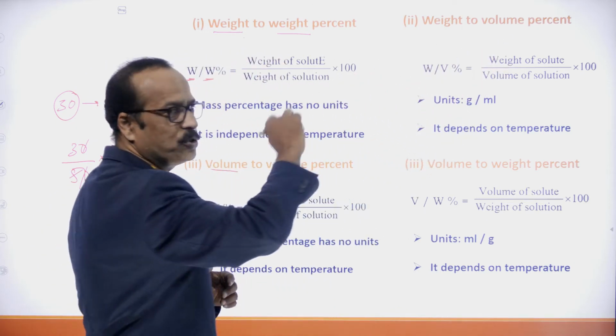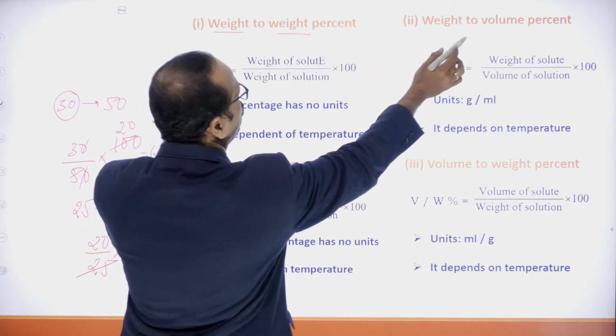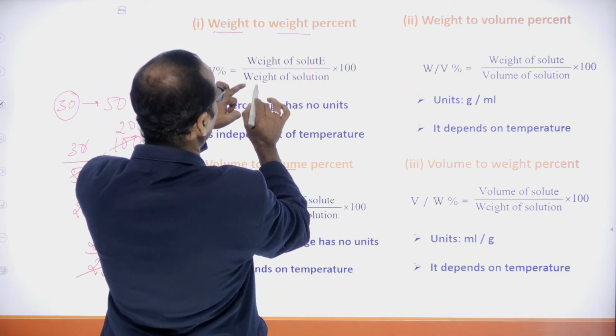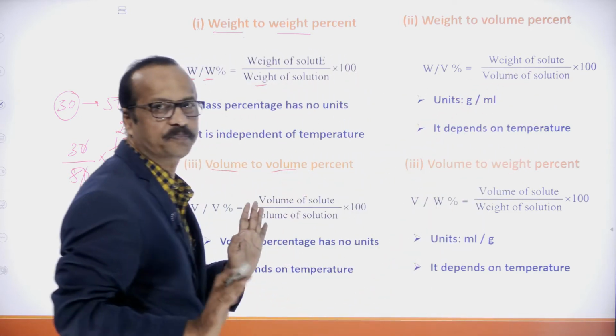Now the third one, you see. Weight to volume. The first one should be weight, the second one should be volume. Same formula, this only you take. Weight to volume, so on top you write weight and down you write volume. So see, weight of solute by volume of solution into 100.